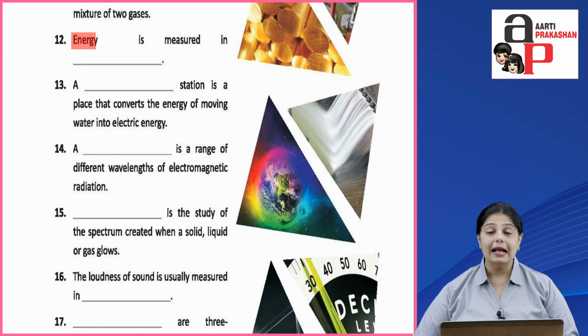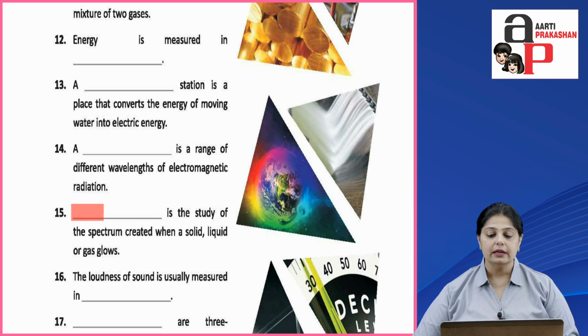Okay, now energy is measured in joules. So that's the unit of energy. Alright. A dash station is a place that converts the energy of moving water into electric energy. Where is it? Where does it happen? It happens at the hydroelectric power station. Alright. A dash is a range of different wavelengths of electromagnetic radiation. It is known as the spectrum. Okay, it's a range of different wavelengths.